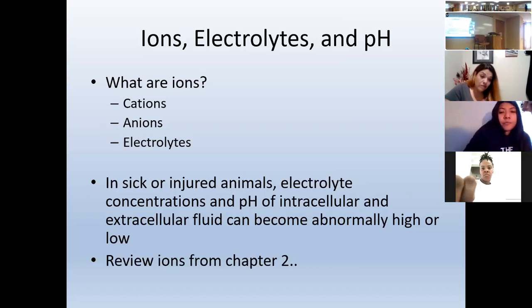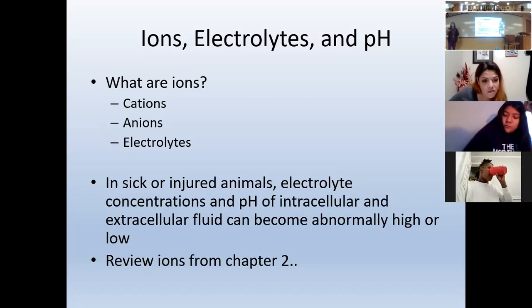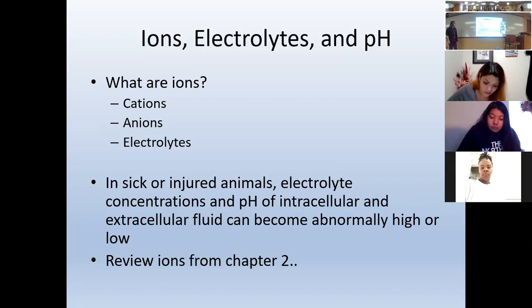And why is this important? Well, when we're dealing with our sick and injured patients, we need to make sure that these electrolyte balances are correct. And this is going to influence the type of IV or intravenous fluids that we give them.